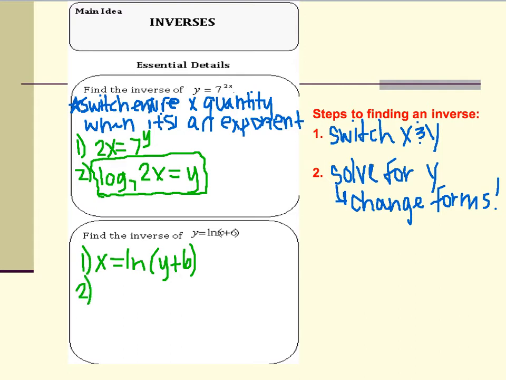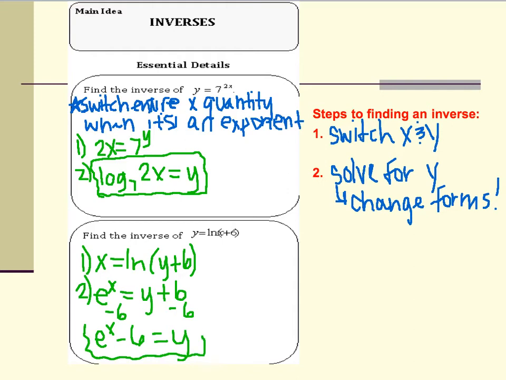And because I have the natural log, remember you could say the natural log is base e. Because I have that, I have to say e to the x power, because e is my base, even though it's not written. E to the x equals y plus 6. And then if I subtract 6 from both sides, I have e to the x minus 6 equals y. And there is your final answer. It's solved for y, so that would be our inverse.